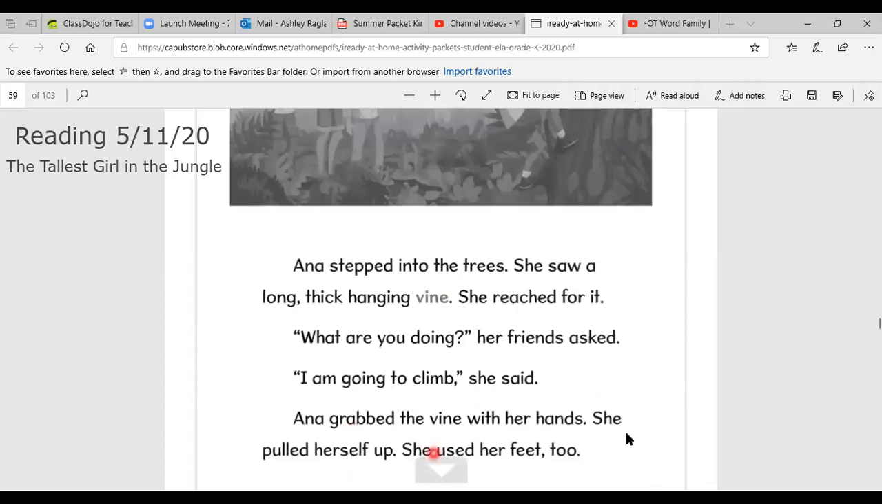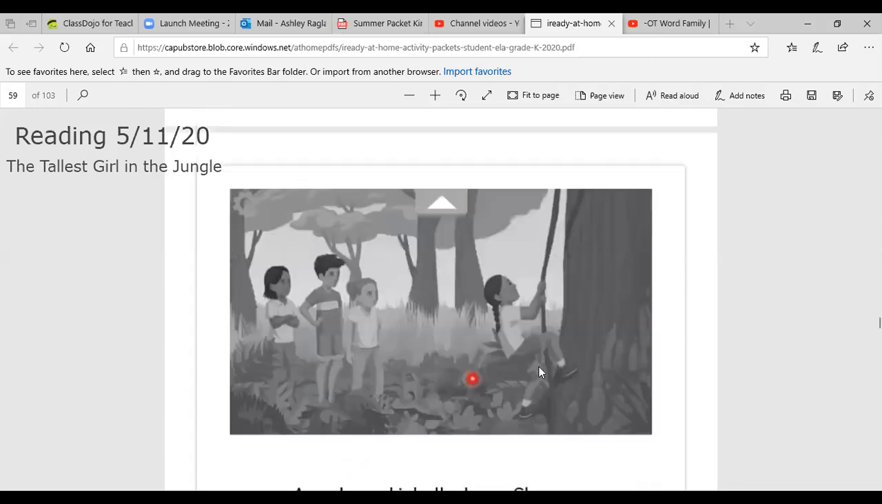Anna grabbed the vine with her hands. She pulled herself up. She used her feet, too. That's her starting to climb up the vine, up the tree.